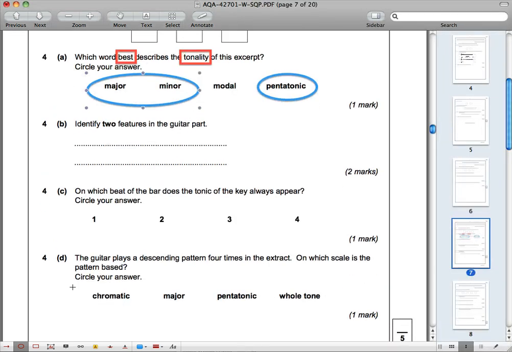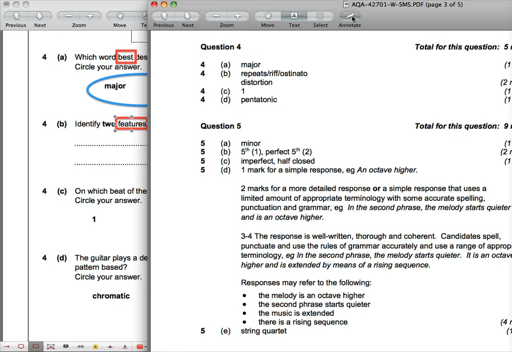Now the next question, again I'm not particularly fond of because it just says identify 2, and it does make 2 bold, so that's quite important, but it says just 2 features in the guitar part, and it doesn't ask you to focus on a musical feature or a technological feature or performance technique or anything. So realistically it's giving you a wide berth to say pretty much anything. And the mark scheme here says that it's repeats / riff / ostinato. Of those answers, probably riff is the most appropriate.